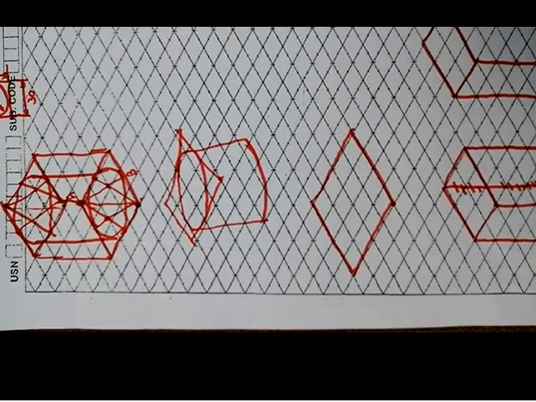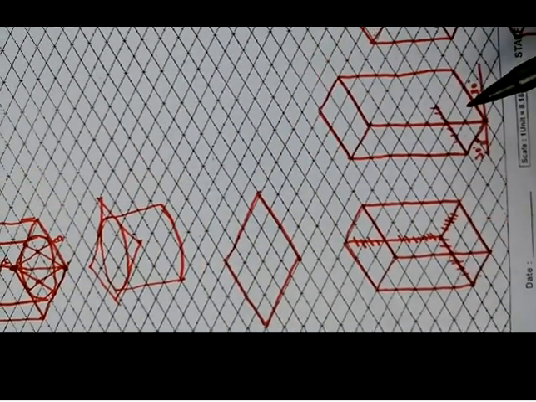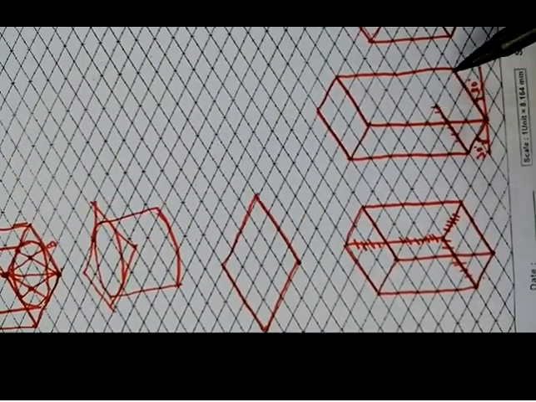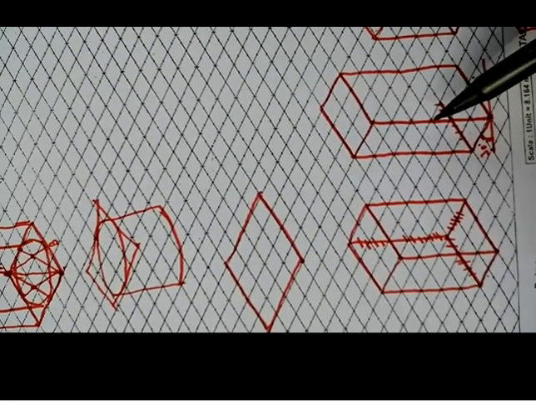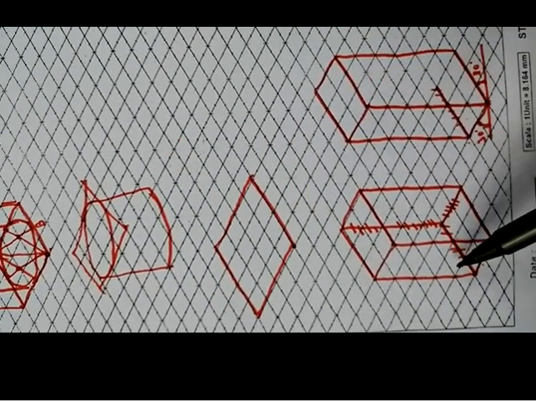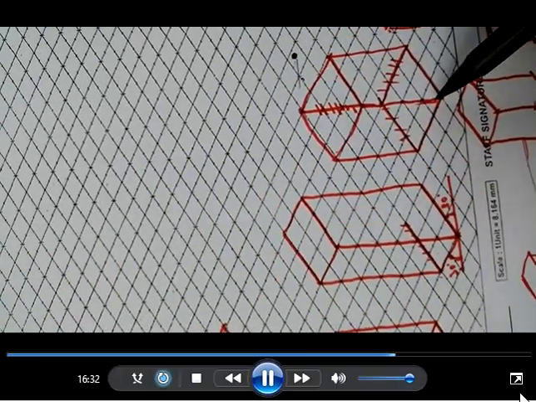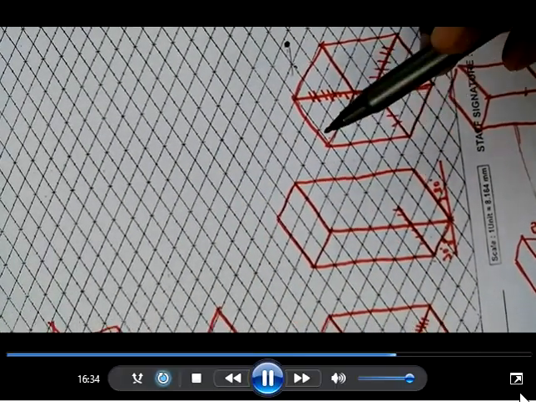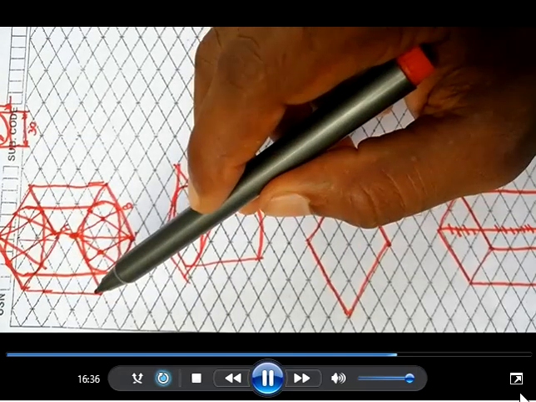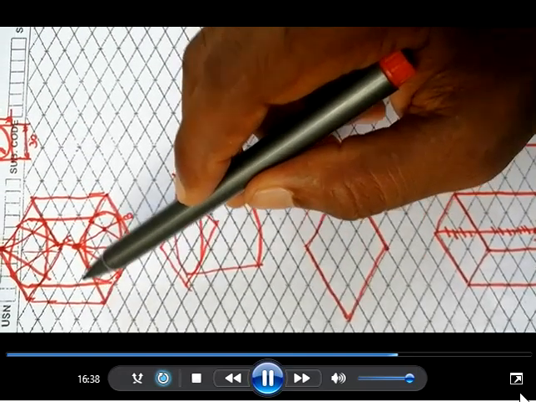Remember, in a prism, after completing this bottom face, we used to take height from all the four corners. Even here, height from all the four corners. Even in a square prism, height from corner, corner, corner, corner. Even in a cylinder, we have taken height from all the four corners.